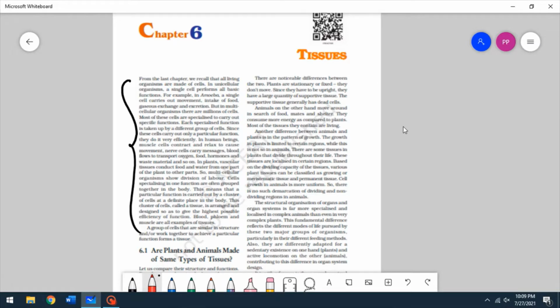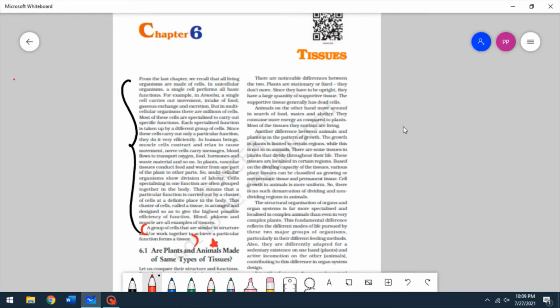Right, so here, a group of cells that are similar in structure and or function or work together to achieve a particular function forms a tissue. So this is the definition of a tissue, and this is an important definition. This is like the definition of the chapter.